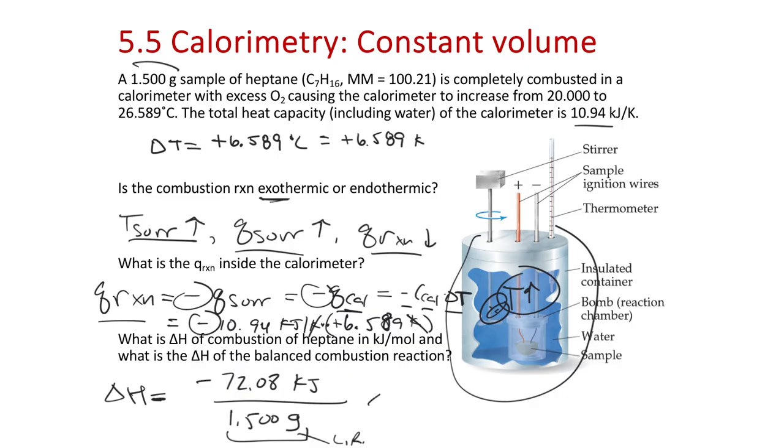And then we want the heat of combustion in kJ per mole of heptane. So all we need to do is multiply by the molar mass. We take the molar mass given in the problem, 100.21 grams per mole. That's how we get the kJ per mole for the enthalpy of combustion of this compound. So we just go from heat per quantity of reactant, convert to moles, and then we answer the first part of that question. So divide by 1.5 times 100.21 is negative 48.16 kJ per mole.